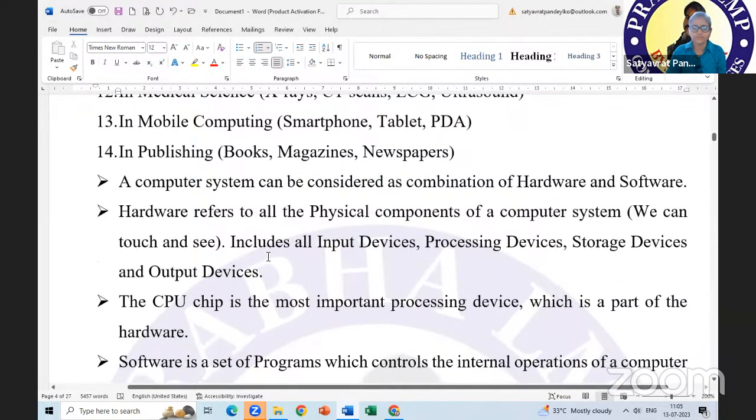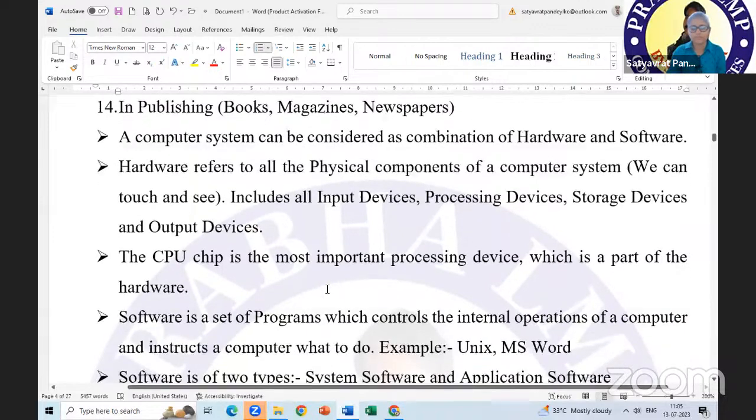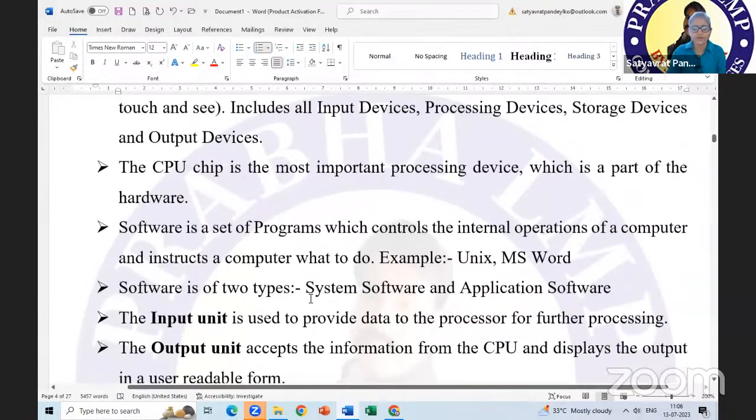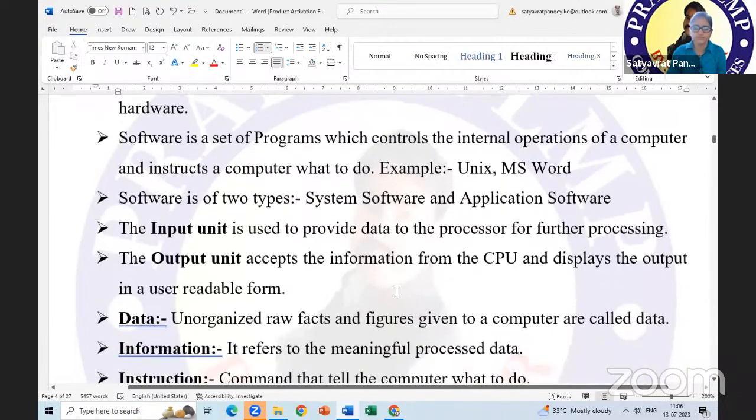A computer system can be considered as a combination of hardware and software. Hardware refers to all the physical components of a computer system we can touch and see, and includes all input devices, processing devices, storage devices, and output devices. The CPU chip is the most important processing device which is a part of hardware. Software is a set of programs which controls the internal operations of a computer and instructs a computer what to do. Example, Unix, MS Word. Software is of two types: system software and application software.